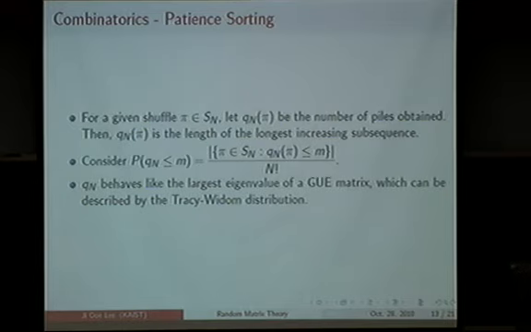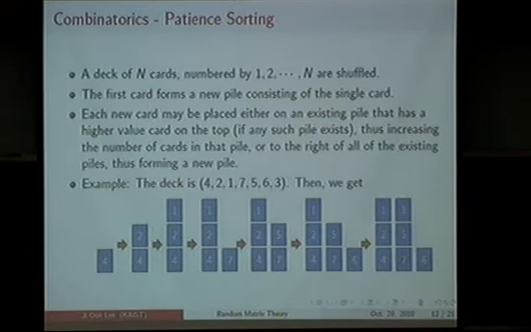Now, you can compare this with the length of the longest increasing subsequence. So the number of piles was 3, right? And if you consider the subsequences which are increasing, then you can think of 2, 5, 6, or 1, 5, 6, or 4, 5, 6. Whatever increasing subsequence you have, the size must be less than or equal to 3. 3 is the largest one. And that 3 is the same as the number of piles here.